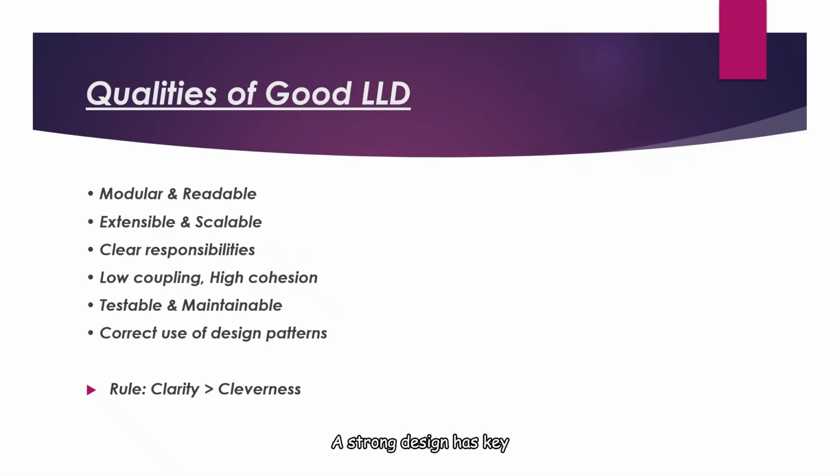A strong design has key characteristics: modular, each piece handles one purpose; readable, clear and easy to understand; extensible, easy to add new features; low coupled and high cohesive, components only do what they should; pattern oriented, uses proven solutions; testable, easy to validate and debug; maintainable, can be improved without breaking things. The golden rule: clarity is more valuable than cleverness. We build systems so that future developers can understand, extend, and trust our work.